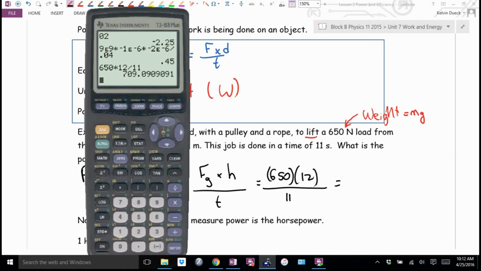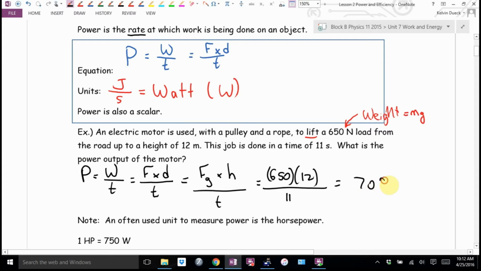I get 709 watts. Okay? So motors often have a wattage, especially electric motors, attached to them. What if this was a 600 watt motor? It means you can't lift it in 11 seconds. It's impossible. It's going to take longer.